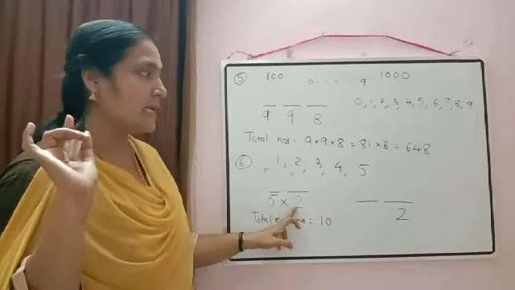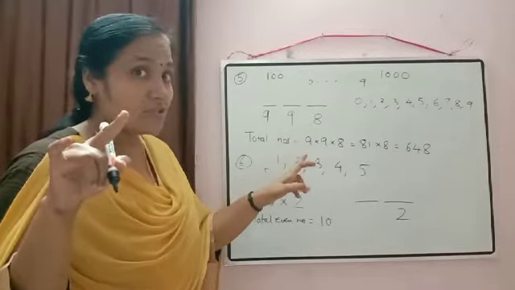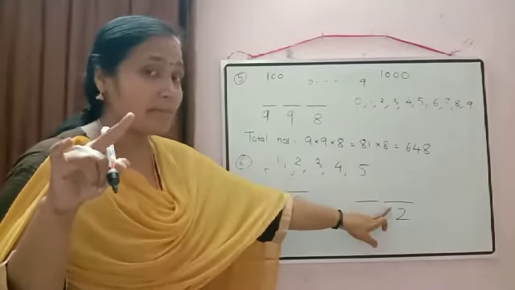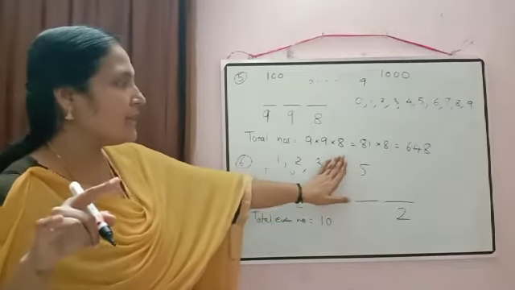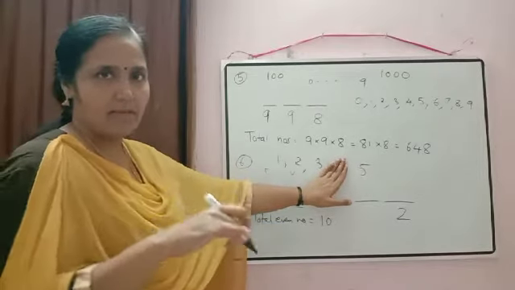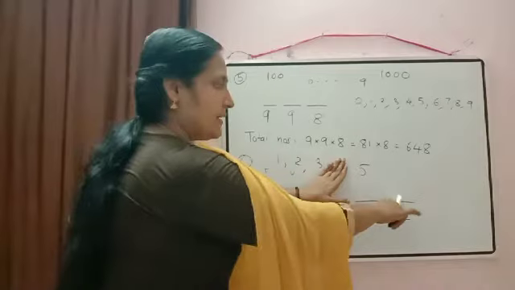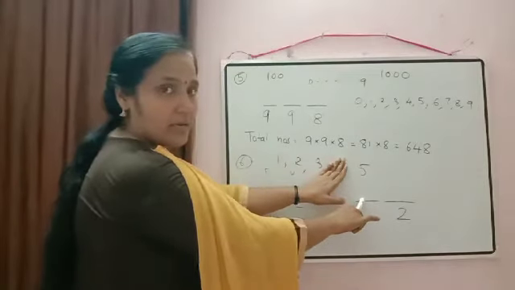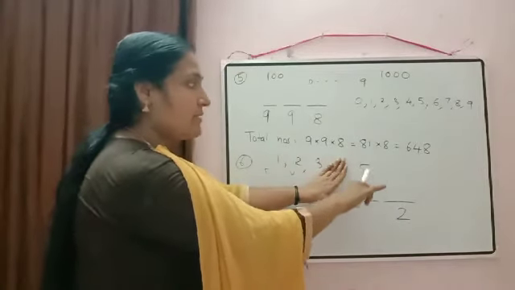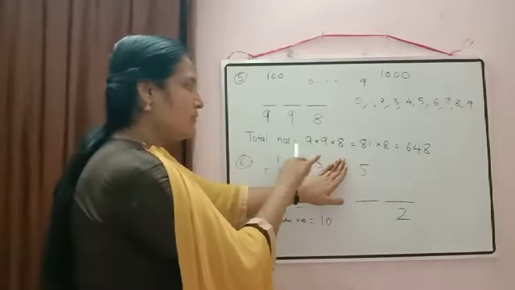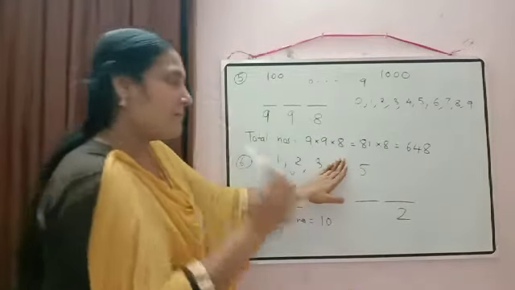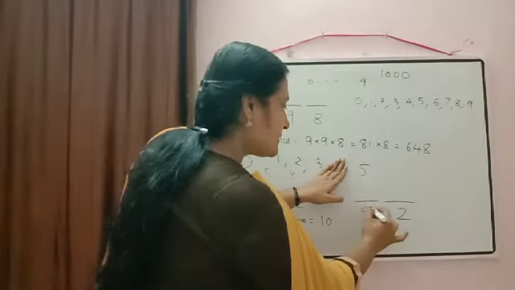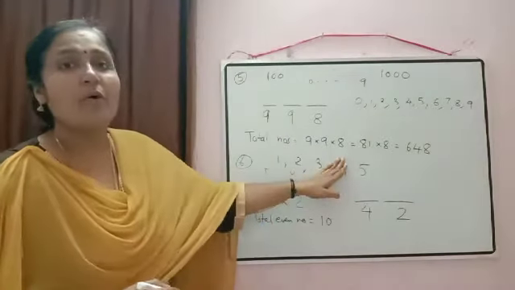So suppose repetition is not allowed. If we filled this number, then that number cannot come here. So suppose I filled 4 here. So 4 will not come here. How many options are available with us now? 1, 2, 3, 4. Only these 4 numbers can come here. So this place, tens place, can be filled in 4 ways.